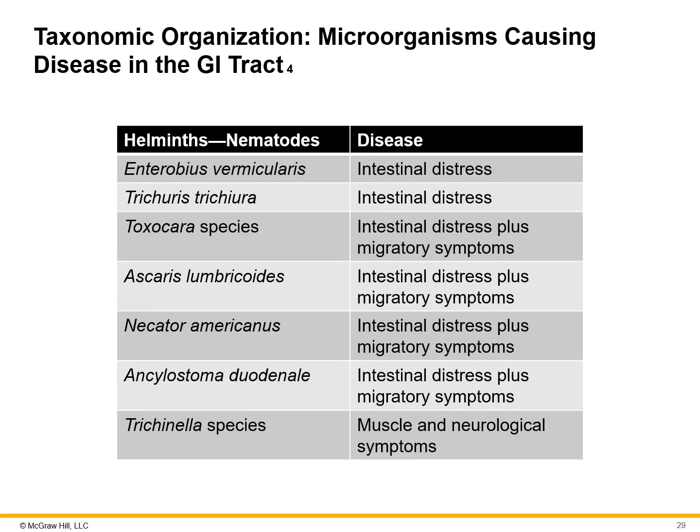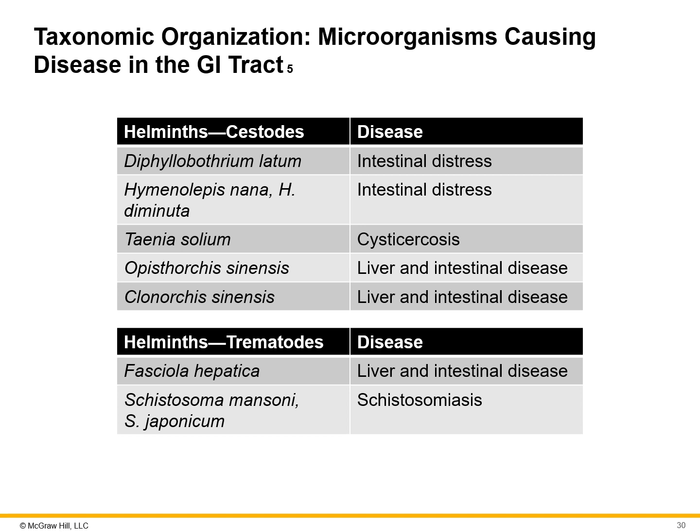And then our helminths, so again, whether it's whipworms, tapeworms, the flukes, like liver flukes. So again, all of these are causing intestinal distress. Some also include migratory symptoms, meaning they can go to other organs as well. And then just another table here of our helminths, so the cestodes and trematodes that lead to intestinal distress, cysticercosis, then liver and intestinal diseases, the schistosomiasis, and then other liver and intestinal diseases that can occur from these helminths.